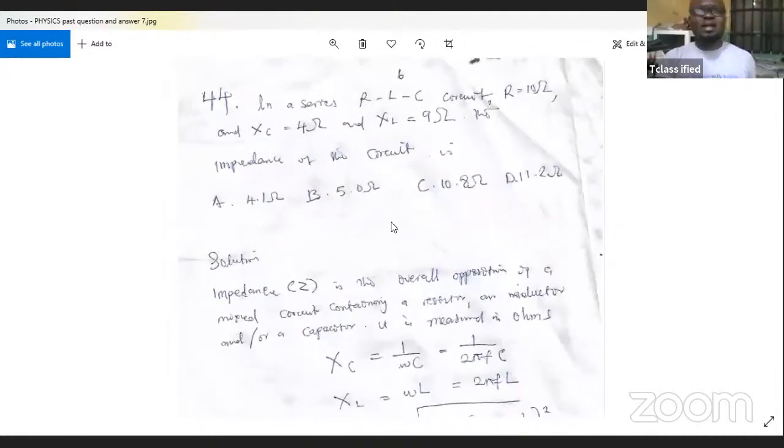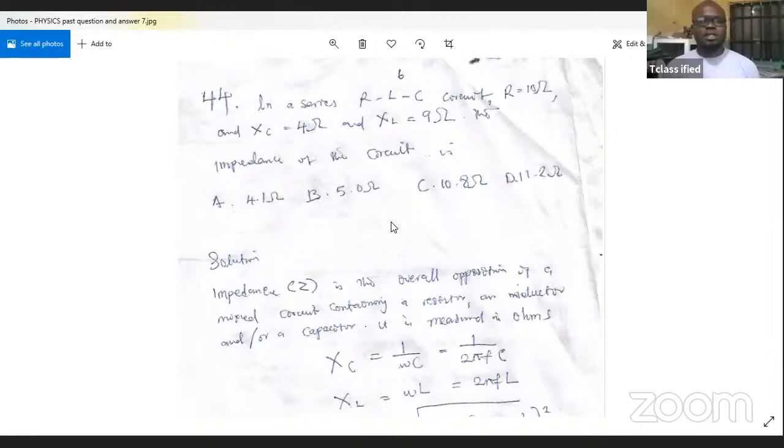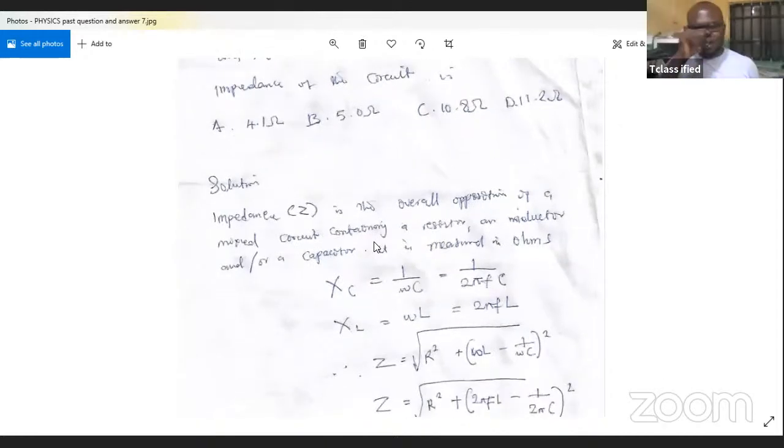In a series RLC circuit, R is equal to 10 ohms, XC, this is the capacitance, XC is 4 ohms and XL is 9 ohms. So what is the impedance? Is it A, 4.1 ohm, B, 5.0 ohm, C, 10.8 or D, 11.2 ohm? Impedance is the overall opposition of a mixed circuit containing a resistor, an inductor, and or a capacitor. And it's measured in ohms.